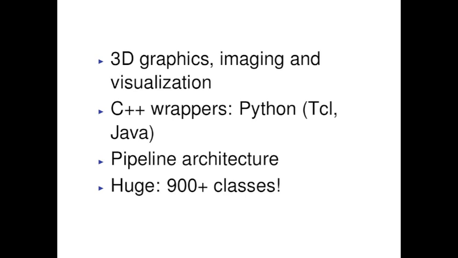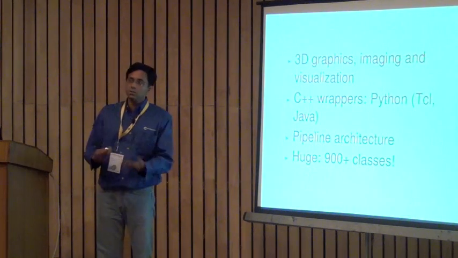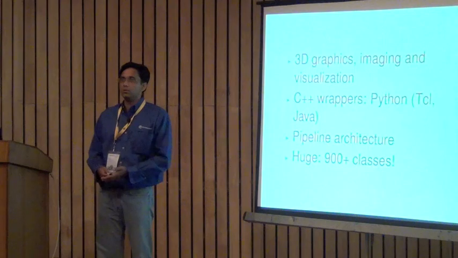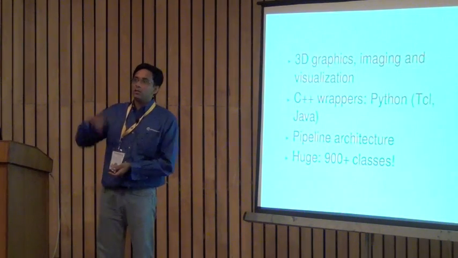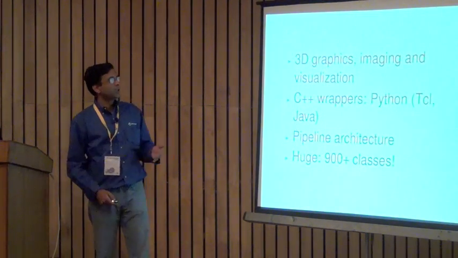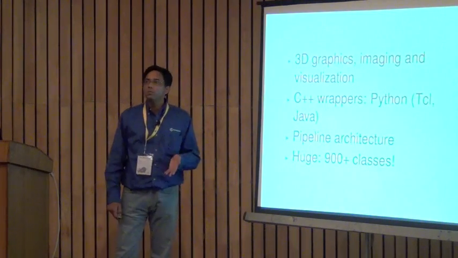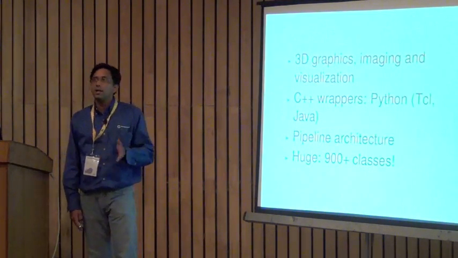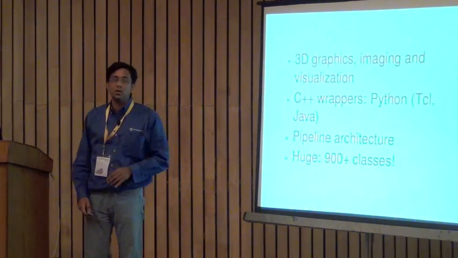Now, note the difference between graphics and visualization. Graphics basically says, here are some primitives, plot them on the screen. Visualization is, here's some data, give me an iso-contour of this. Here's some data, take a slice through that data and show me what's happening in that slice. That is visualization. So VTK lets you do that visualization. It's implemented in C++, and it has wrappers to Python, Java, TCL, and the like.